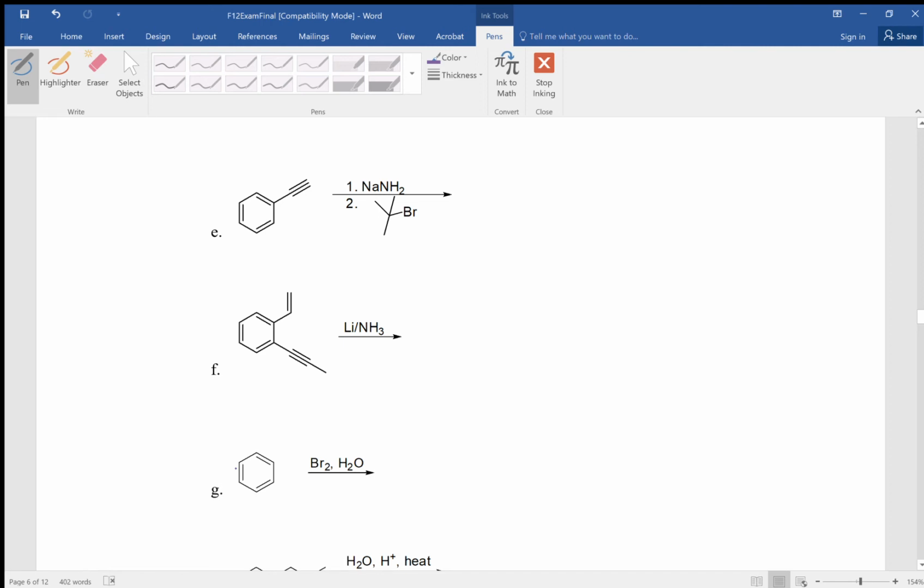All right, in part E, we have what looks like an alkylation of an alkyne. So we're adding the strong base, which is able to remove this terminal hydrogen. But the electrophile, the alkyl halide in this case, tert-butyl bromide, is a tertiary alkyl halide. And tertiary alkyl halides are too big, too bulky to function as electrophiles in reactions like this.